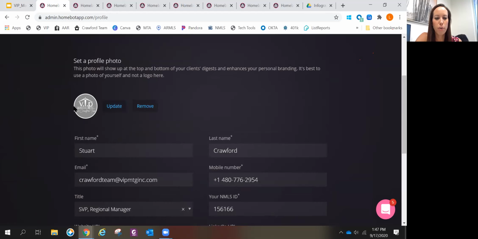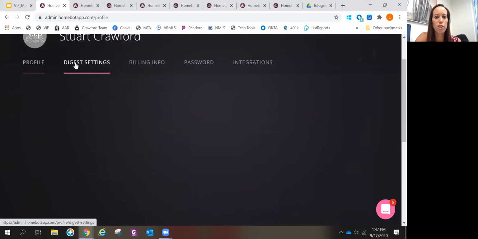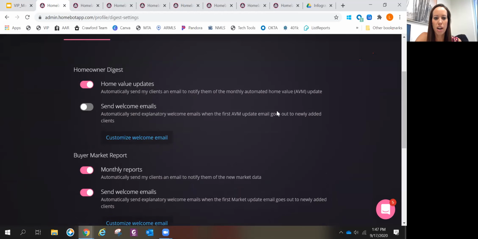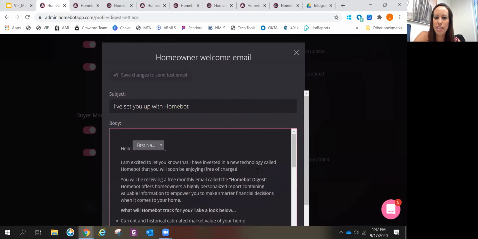You can add your photo here. We chose a logo instead. But here under your digest settings is where you can customize the welcome email that goes out to your clients. So remember, as I said, it will automatically send a welcome email on your behalf to any client that you put into Homebot or that goes into your Homebot organically, and you are able to customize the welcome email.